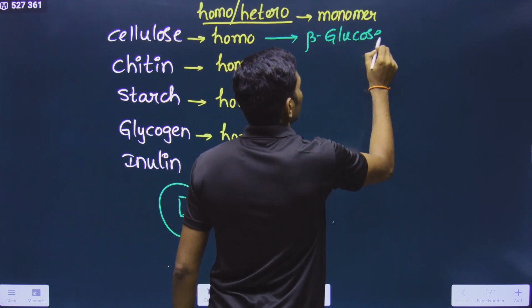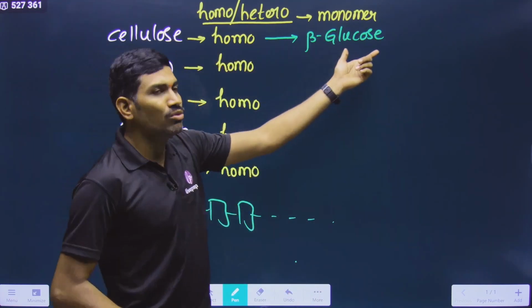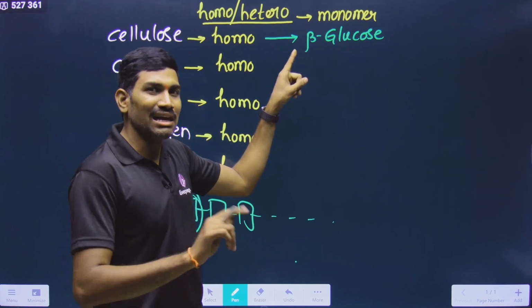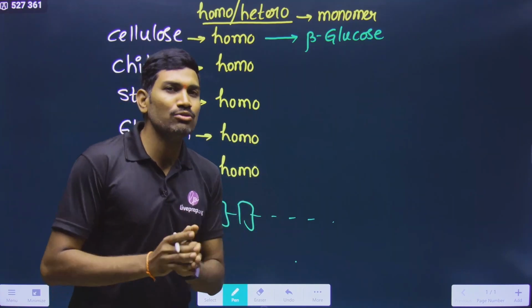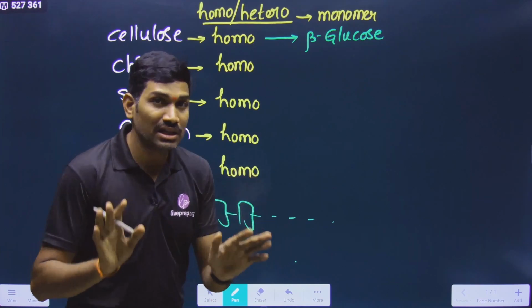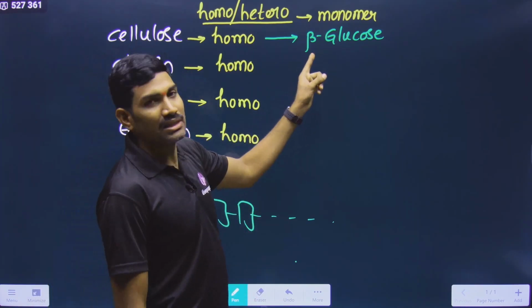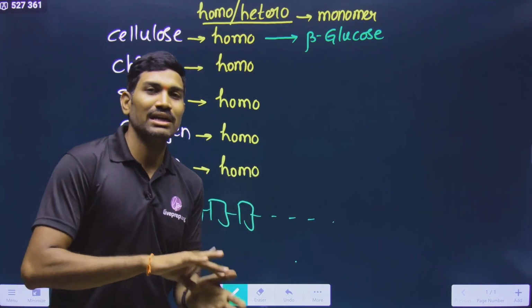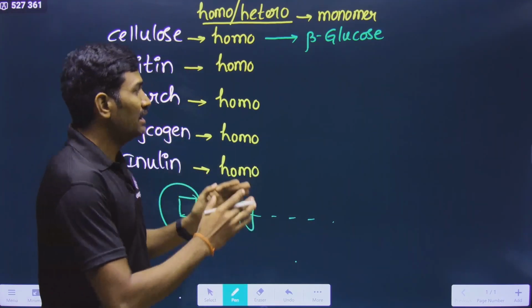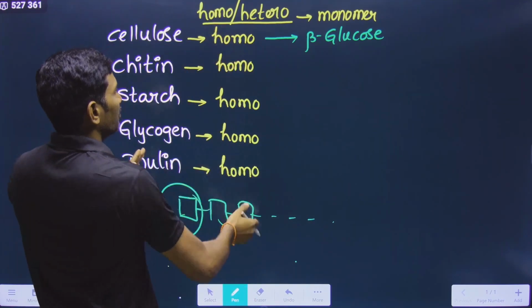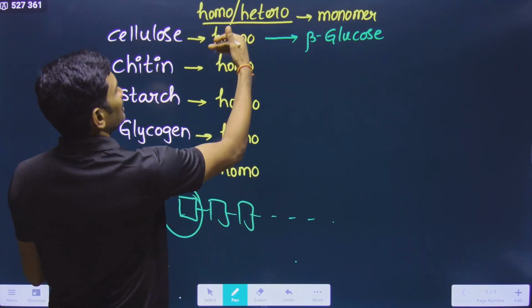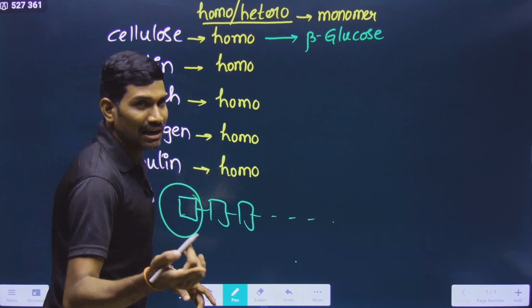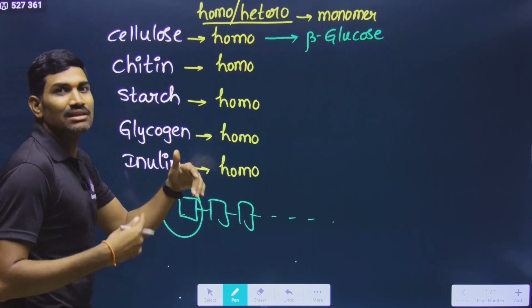Beta glucose. See, generally students remember only glucose, but my suggestion is please remember whether it is alpha or beta. That may be useful in understanding some of the concepts. So please remember, in the case of cellulose, the beta form of glucose is present. How to write alpha form, beta form? I already told you. In the linear form, on the carbonyl carbon, if the OH is on the right side it is alpha. If the OH is on the left side it is beta.